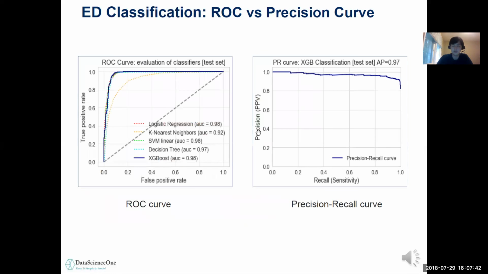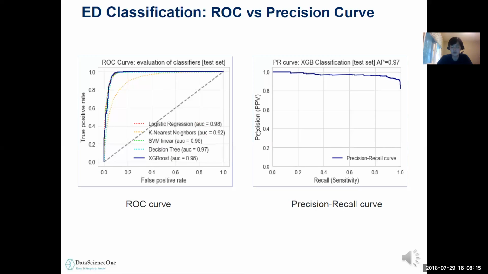So let's talk about model evaluation in terms of the ROC curve and precision curve. The left figure shows the ROC curve of the 5 different classifiers that I tested. The highest were the XGBoost, logistic regression, and the support vector machine model. In terms of XGBoost, the area under the curve is 0.98, meaning that about 98% of the time, the model is good at separating the ED admitted prediction from the non-ED admitted prediction.